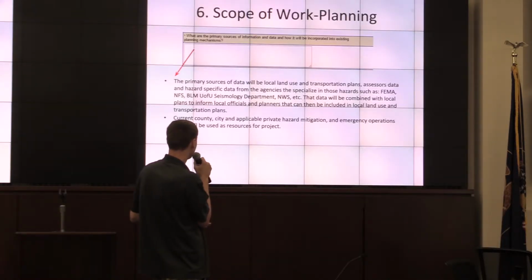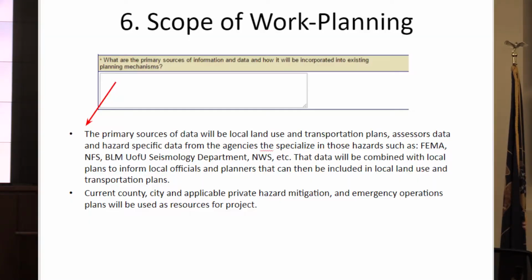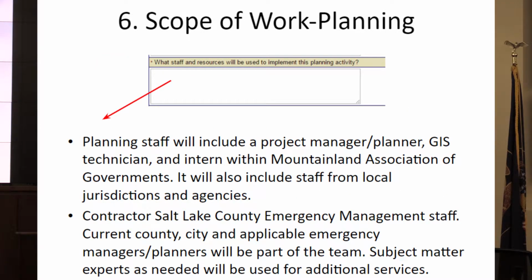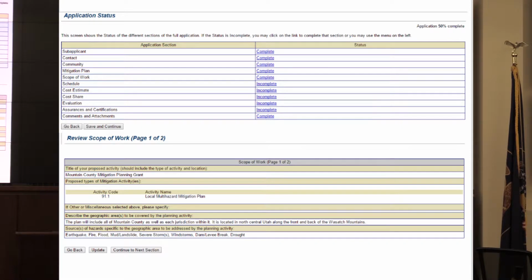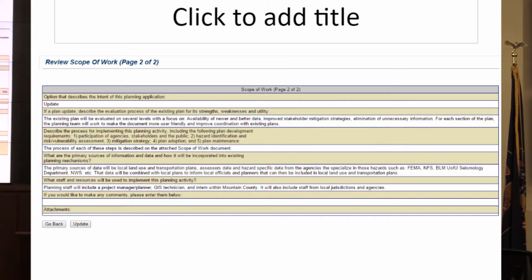What are the primary sources of information and data and how will they be incorporated? So you could use data from UGS, the weather service, things like that. Where are you going to get your data? What staff, if you're going to use a contractor or in-house, things like that, you would put in there. Pretty basic things. What resources you'll be using. If you want to attach a file, that's where you attach it. And save and continue. And that's the extent of the scope of work for planning. Pretty easy for planning. Any questions for plans? Okay, let's do project now.